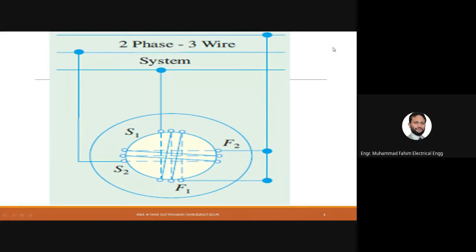Now this is a two-phase supply. This is the neutral, by the way, common or neutral. This is the first phase and the other one is the second phase. So the two windings of the stator are drawn here, each one at 90 degrees to the other. Now let's see how the production of rotating magnetic field occurs.